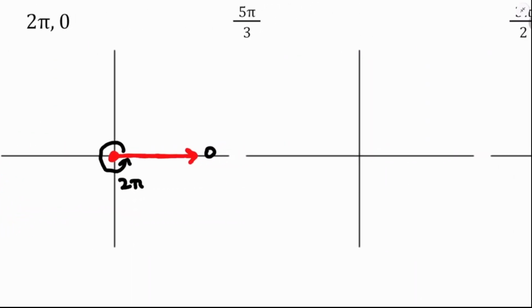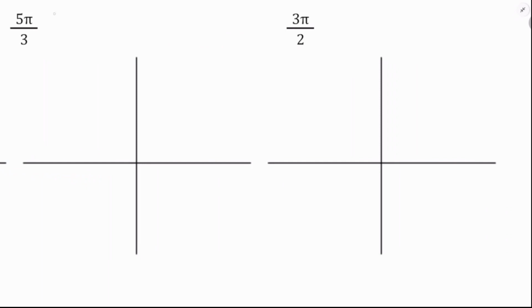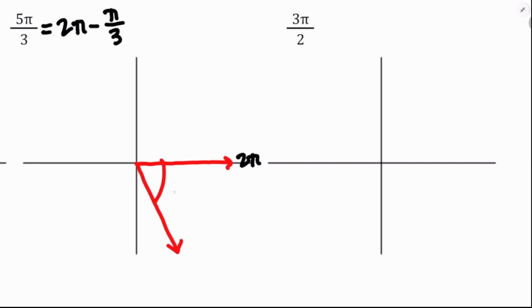Okay. 5 pi over 3 and 3 pi over 2. 5 pi over 3, that's pretty close to 2 pi, so that's going to be 2 pi minus pi over 3. And it's the initial ray. 2 pi would be going all the way back to where we started, so I need to go back clockwise by pi over 3, and that's a 60-degree reference angle. Let's put that there, 60 degrees.